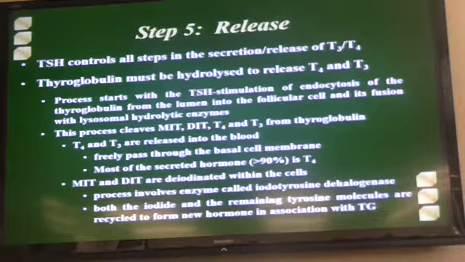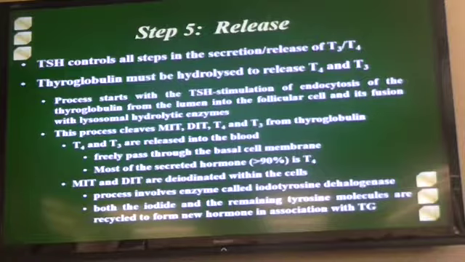And TSH controls all steps in the secretion and release of T3, T4. So you can see it acts on iodine uptake, it acts upon colloid production, it acts upon iodination, it acts upon the stored release. So TSH has multiple sites of function as far as thyroid hormone is concerned.